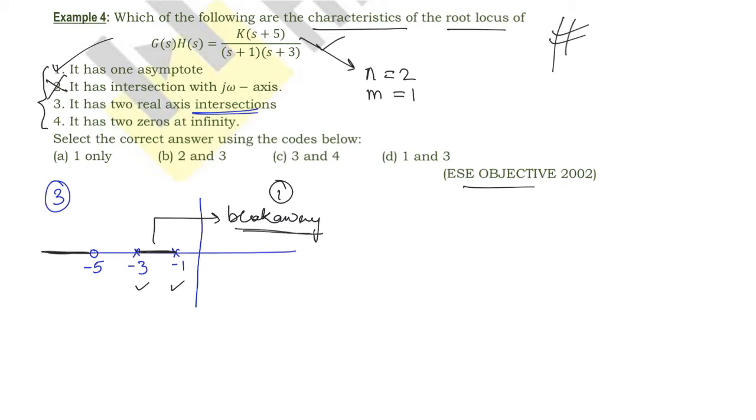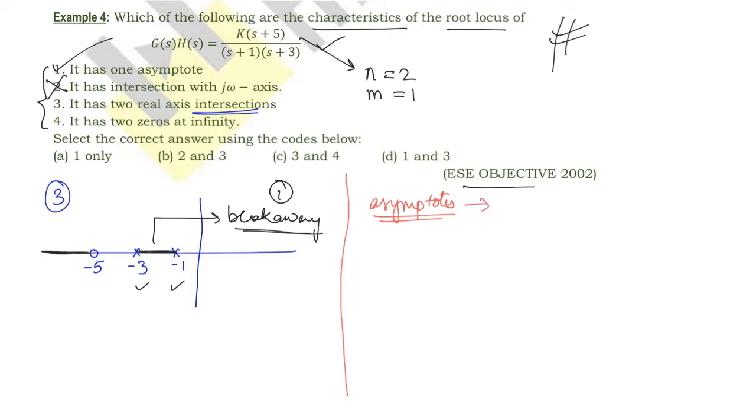Now before seeing the next breakaway point, we will have to discuss one small concept here. Whenever the number of poles is not equal to the number of zeros, what will happen? We will have asymptotes. Asymptotes are the straight lines which the root locus will follow to infinity, right?